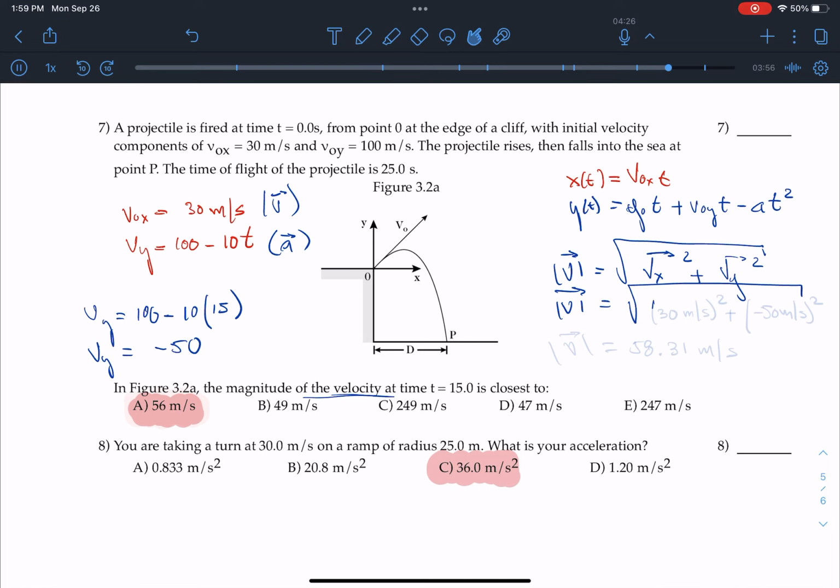The velocity in the x component is 30 meters per second squared plus minus 50 meters per second squared. So the velocity is going to be equal to 58.31 meters per second, and it's closest to 56.